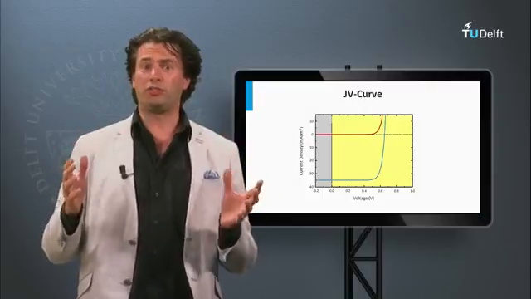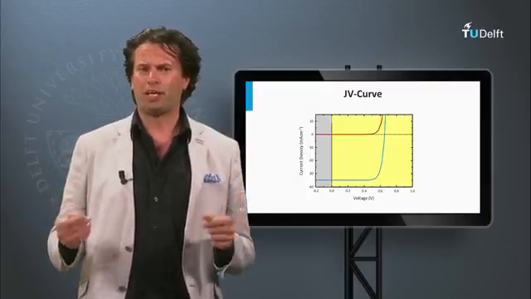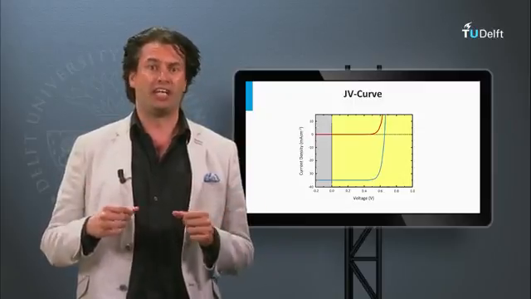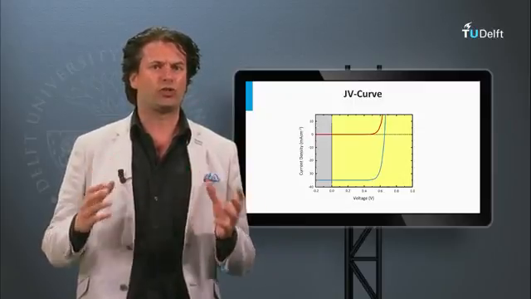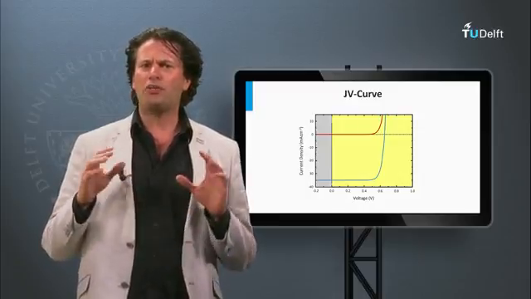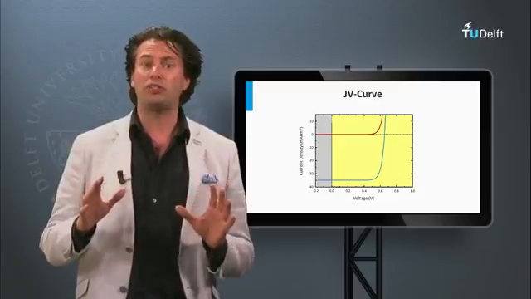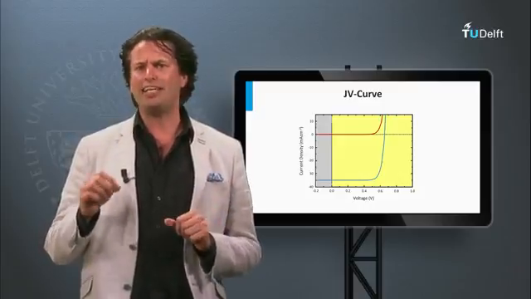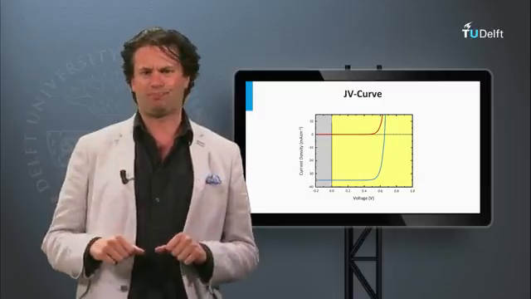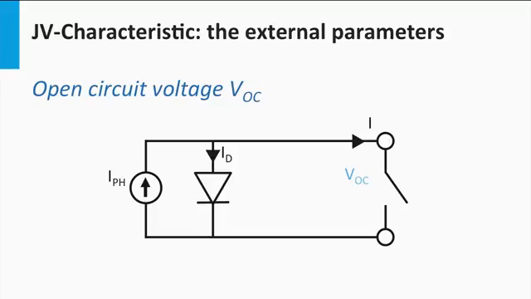How can we determine the performance of a solar cell? In the previous block, we have introduced the JV curve of an ideal solar cell and its corresponding electrical circuit. In this block, we are going to discuss the external parameters that determine the light to electricity conversion efficiency of an ideal solar cell.